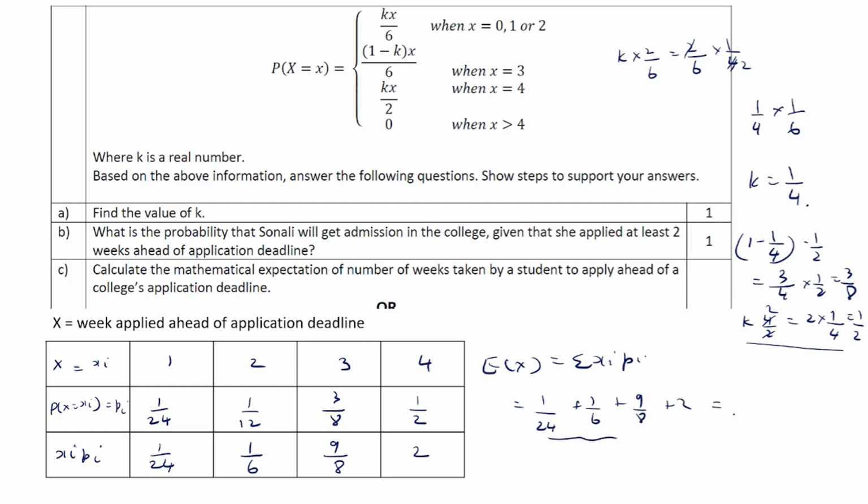So for this the LCM is 24. 24 into 1 plus 4 plus 27, that is 32 by 24, plus 2. It is 4 by 3, and 4 by 3 plus 2 is 10 by 3. So it is 3 1 by 3. So expectation of x is 3 1 by 3 weeks. This is the mathematical expectation of number of weeks taken by a student to apply ahead of college's application deadline. Now this carries 2 marks.